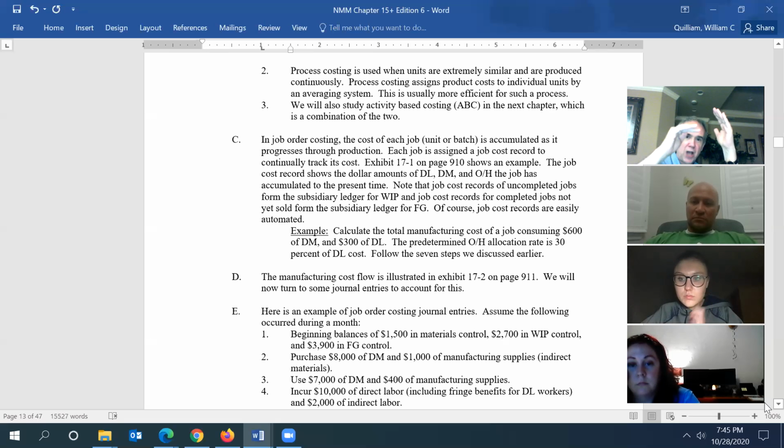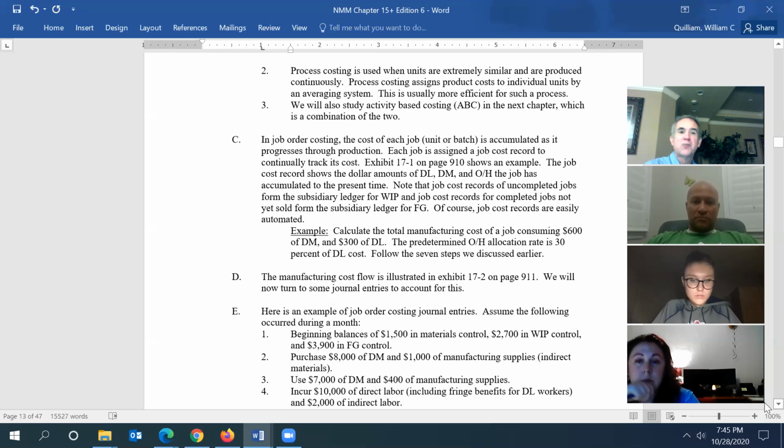So those individual job cost records for the uncompleted jobs on the assembly line will be work in process as subsidiary ledger. Then the job cost records for completed jobs not yet sold form the subsidiary ledger for finished goods. Same type of deal there. So those completed jobs that are sitting in finished goods awaiting sale, if we took their job cost records and added them up, we would have the total amount of the finished goods inventory balance.